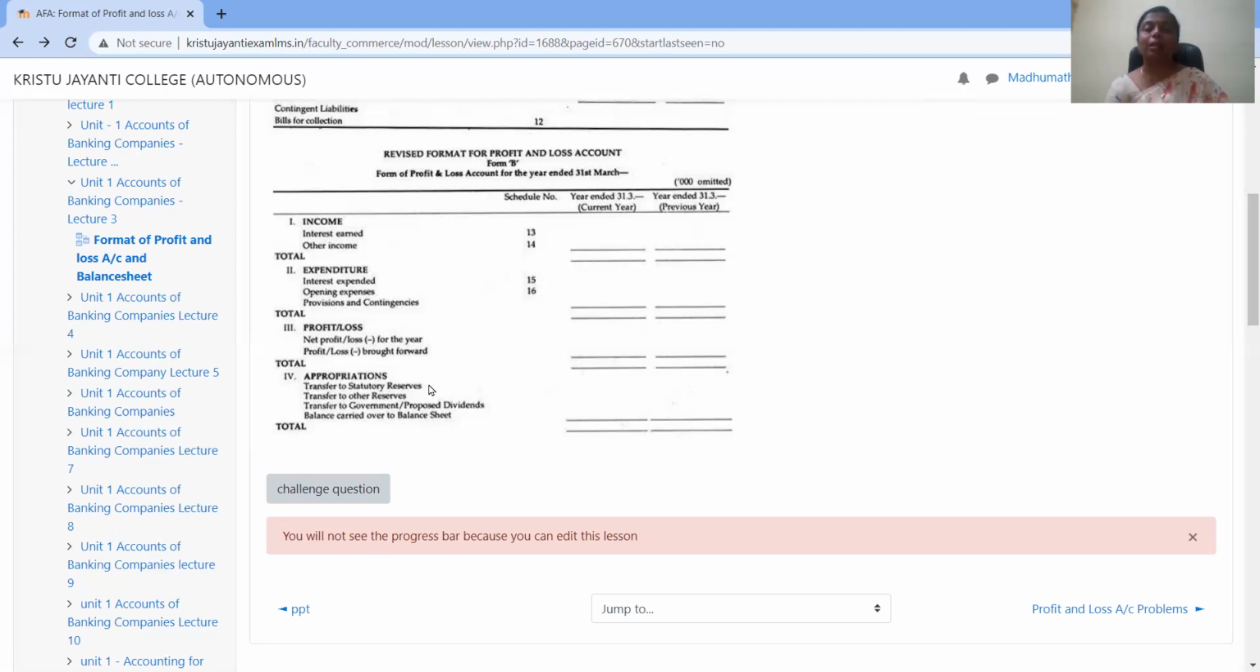Next is other kinds of reserve, if specified in the problem. We can appropriate that, and any kind of government reserves mentioned, we can take into consideration. The last one will be your balance, which has to be transferred to the balance sheet. So this is the end of your profit and loss account. The balance gets again reflected in your reserves and surplus under your schedule number 2. Thank you so much.